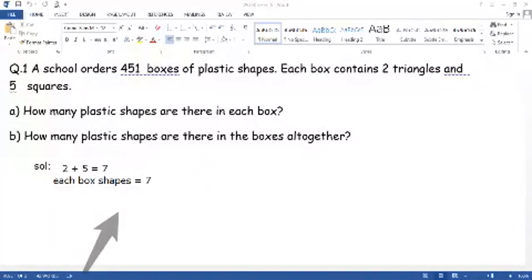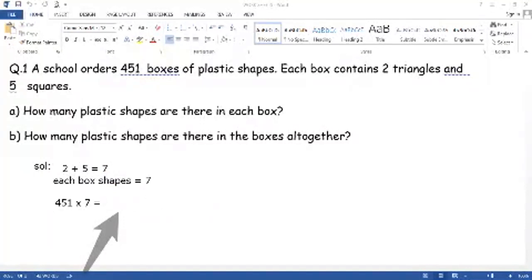Now it's time to look at the second part of it. How many plastic shapes are there in the boxes? They're finding out the total number of plastic shapes that the school purchased. This quantity is the quantity of boxes, not the shapes, and each box contains 7. So for part B, you are going to multiply 451. Just write down the numbers carefully. Sometimes even being a teacher, I make a mistake copying the number, so this needs a little bit of practice. You are going to multiply 451 with 7.